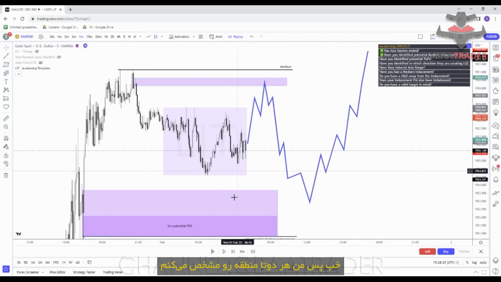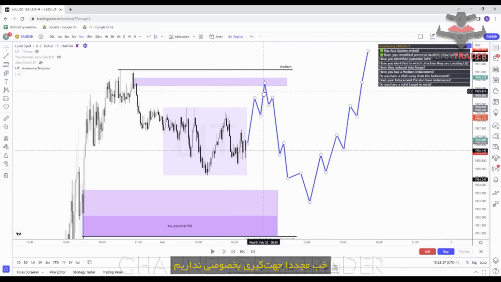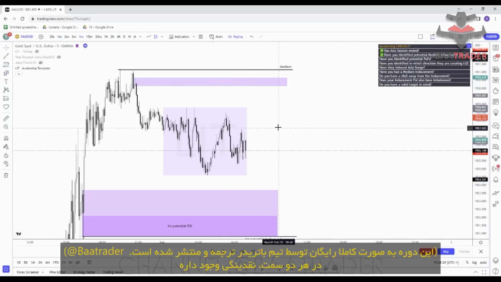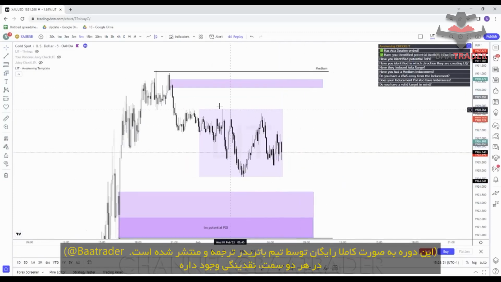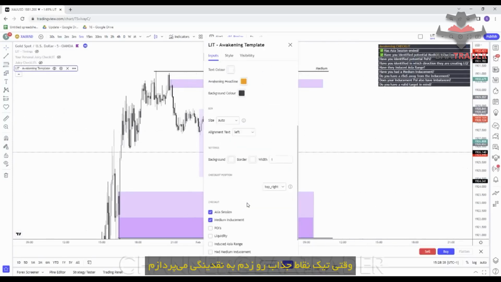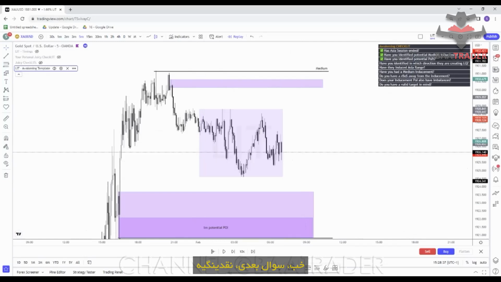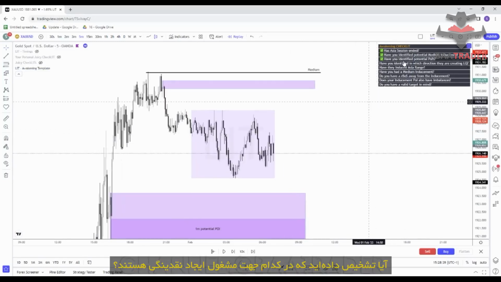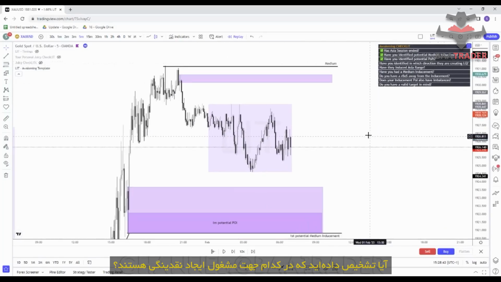So I will mark up both zones. Again, we're not having a specific bias. We are open. There is liquidity to both sides. I will get onto that once I've taken POIs. So the next question is liquidity.